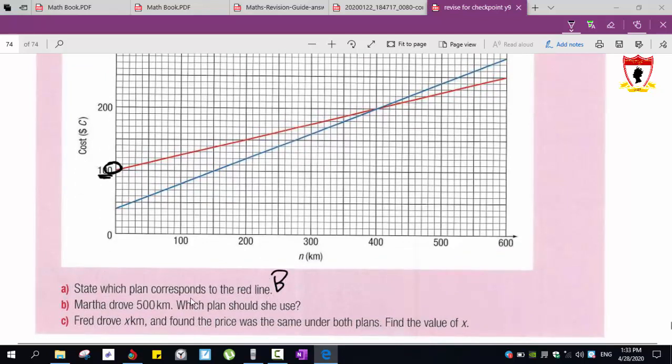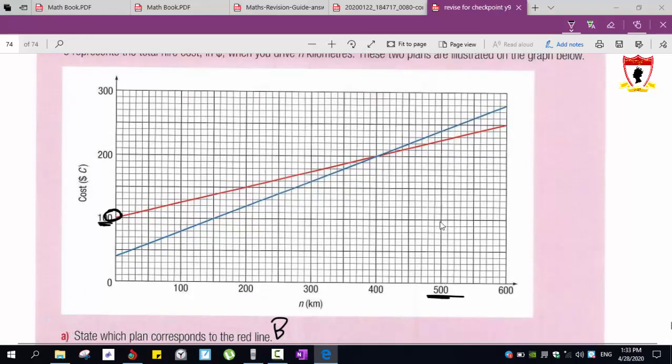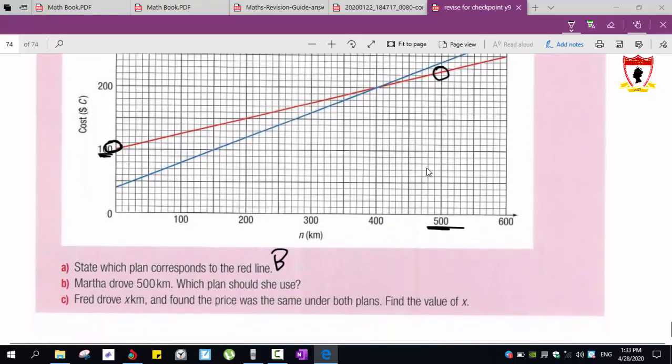Now, part B. Martha drove 500 kilometers. Which plan should she use? 500 kilometers is right here. So which plan is cheaper? Plan B is cheaper for her. Because she drove 500 kilometers, she has to use plan B because plan B has less cost than plan A. So the answer of part B is B.